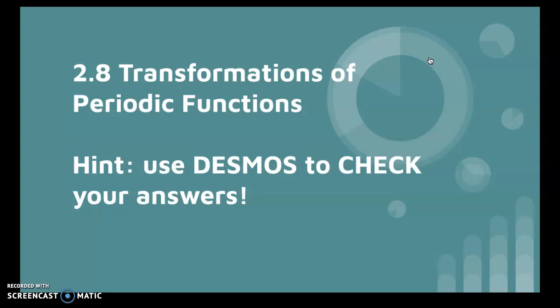Just a quick hint. Definitely use Desmos to check your answers with these. It's the easiest and most accurate way to check if you're doing things right. So if you're having issues with graphs, definitely go type it in there and see if it matches what you're doing.